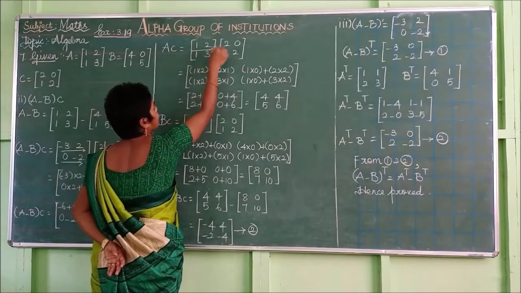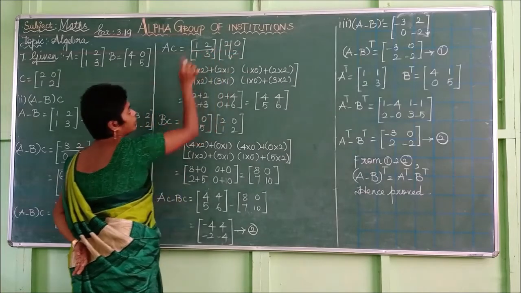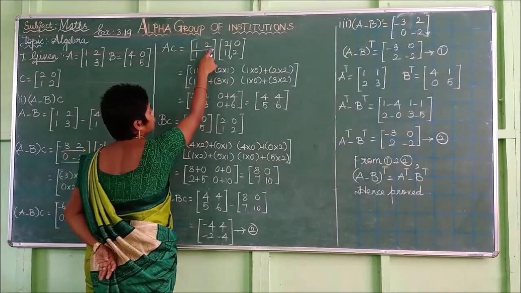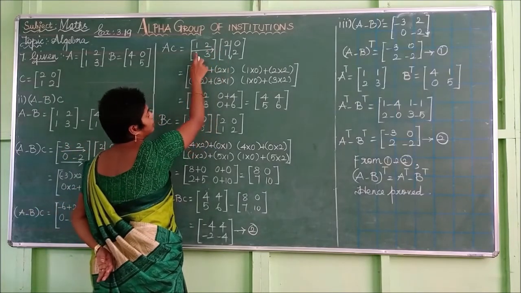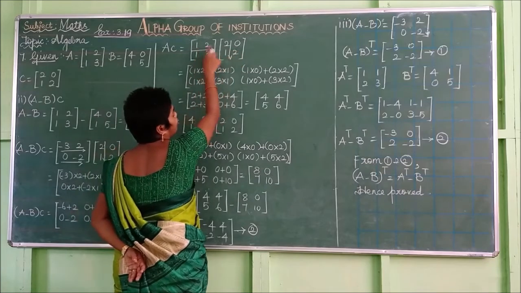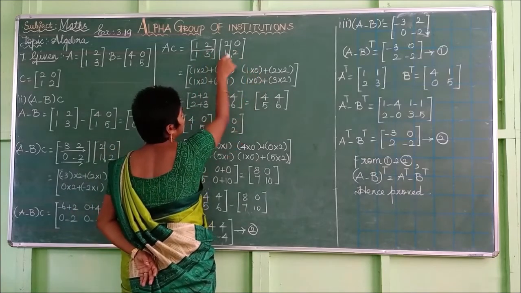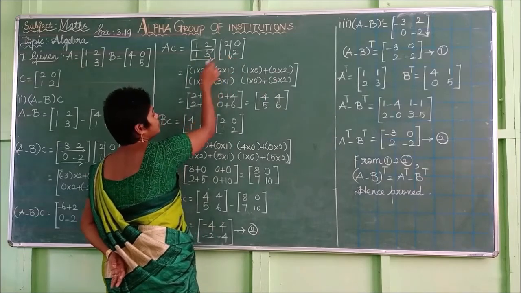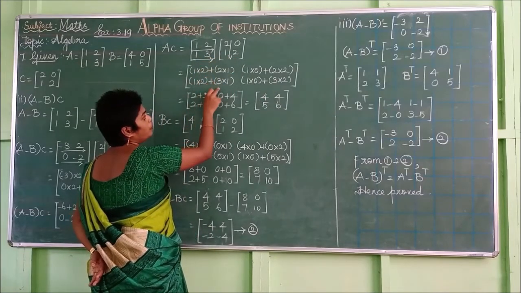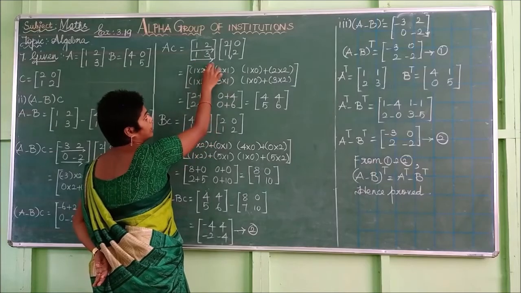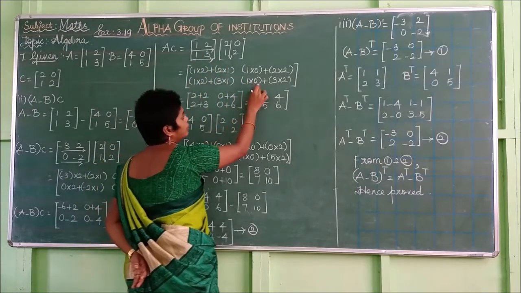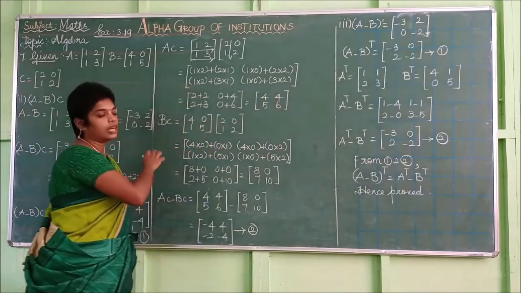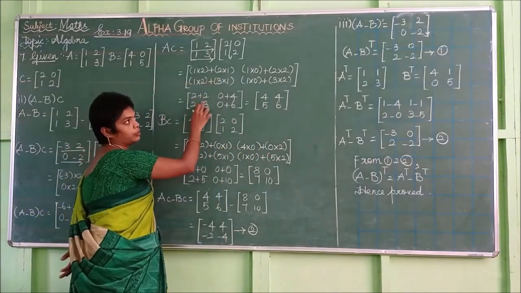So first row into the first column. Here our first row is 1 into 2 plus 2 into 1. Then first row, second column: 1 into 0 plus 2 into 2. Then second row, first column: 1 into 2 plus 3 into 1. Second row, second column: 1 into 0 plus 3 into 2. Now listen, 1 2s are 2, plus 2 1s are 2.